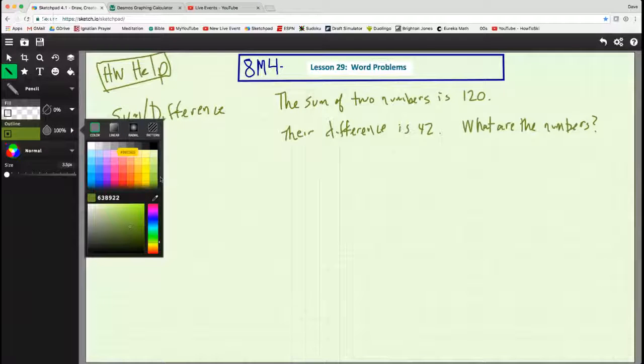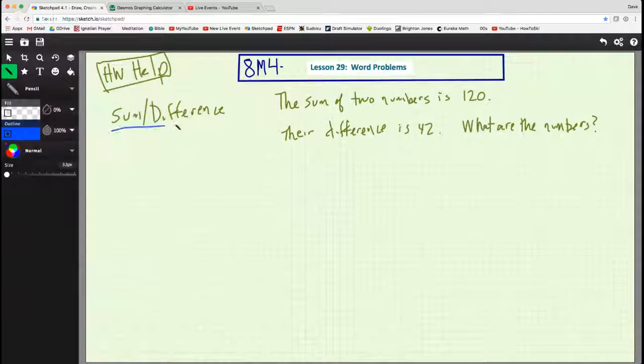Okay, let's share this screen. Let's hit it. We're doing 5 different word problem types. The first type of word problem that you're going to see is this sum and difference problem. Well, you're going to see hundreds of different types of word problems, but this one is a sum and difference problem. You'll see it a lot.